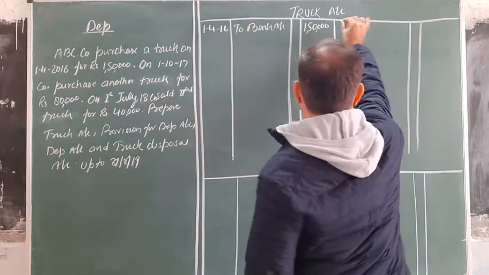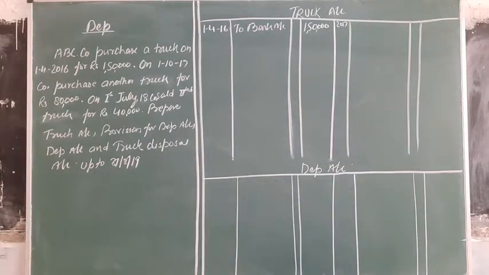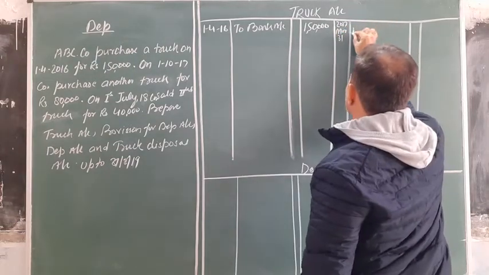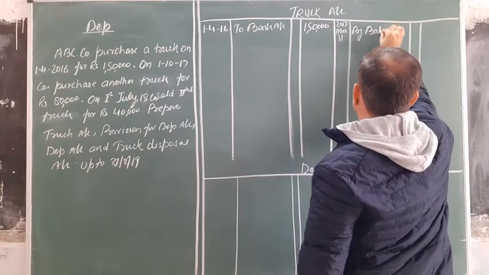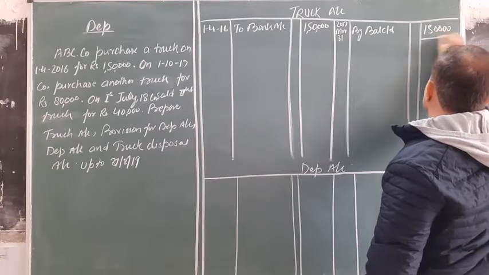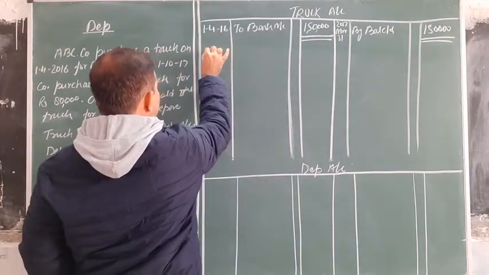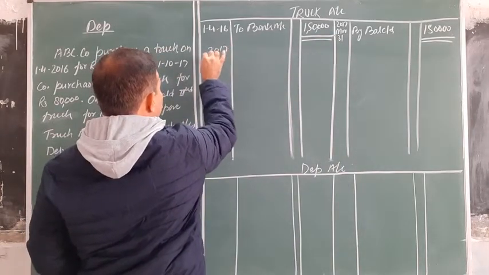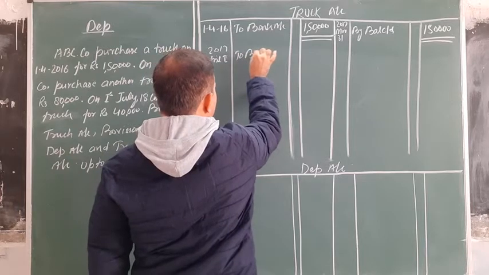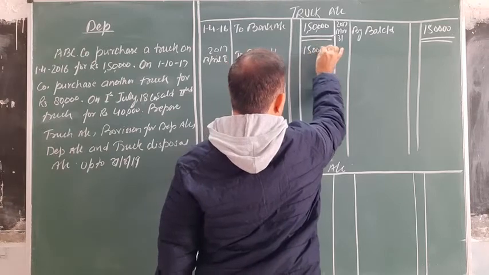So at the end of the first year, 2017, March 31, by balance carried down 1,50,000. This balance goes on 1st April of next year, 2017, April 1st, to balance brought down 1,50,000.